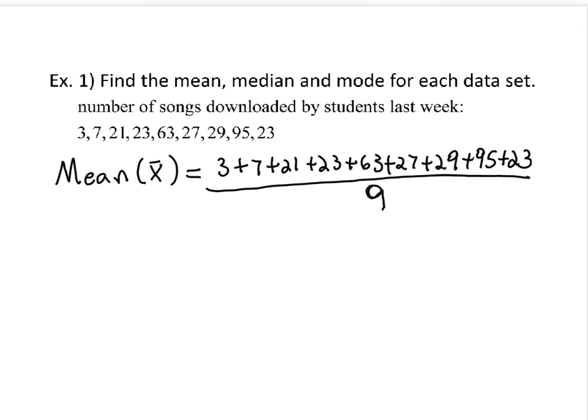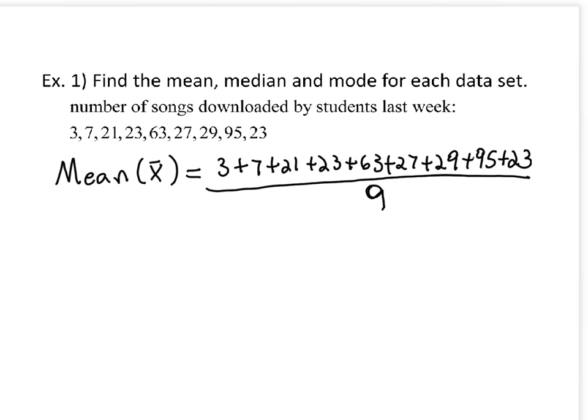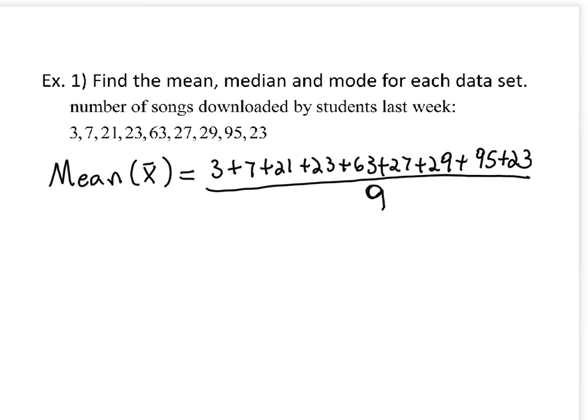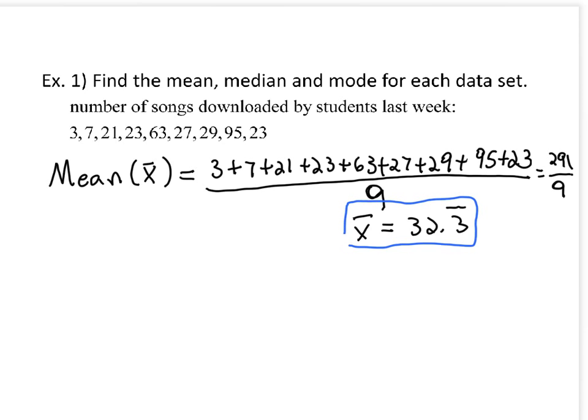So the sum of the numbers on the numerator, which is the top of the fraction right here, is going to be 291. So all of this here is going to equal 291, and then you're going to divide that number by 9. So my mean, when you divide 291 by 9, is 32.3333, and it repeats. So that's one central tendency, which is called the mean. You just add all the numbers and you divide.